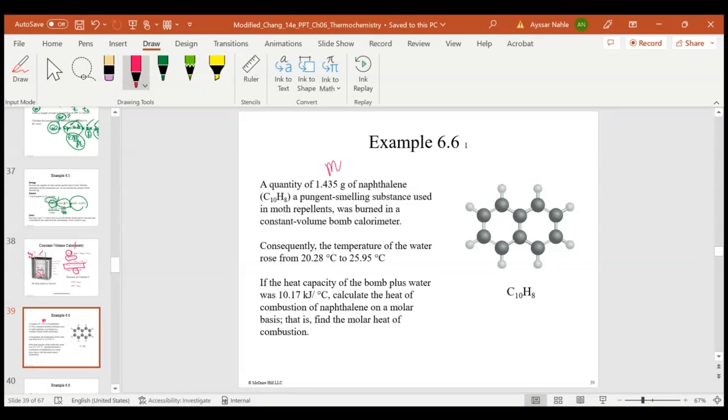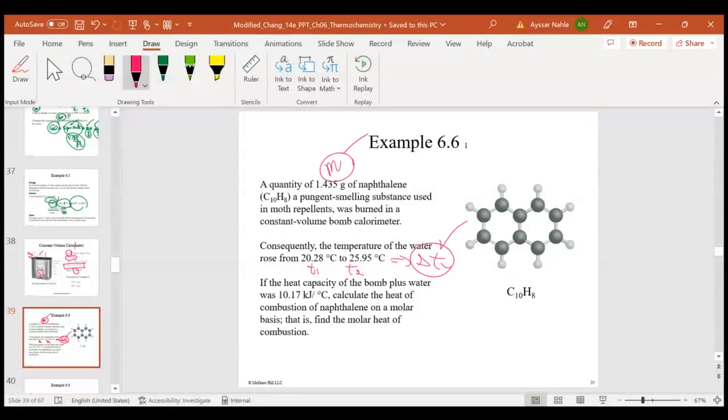So that's the good thing about the naphthalene. It is a moth repellent and was burnt in a constant volume calorimeter. Consequently, the temperature went from T1 to T2. What can I get from here immediately? I can get the delta T.